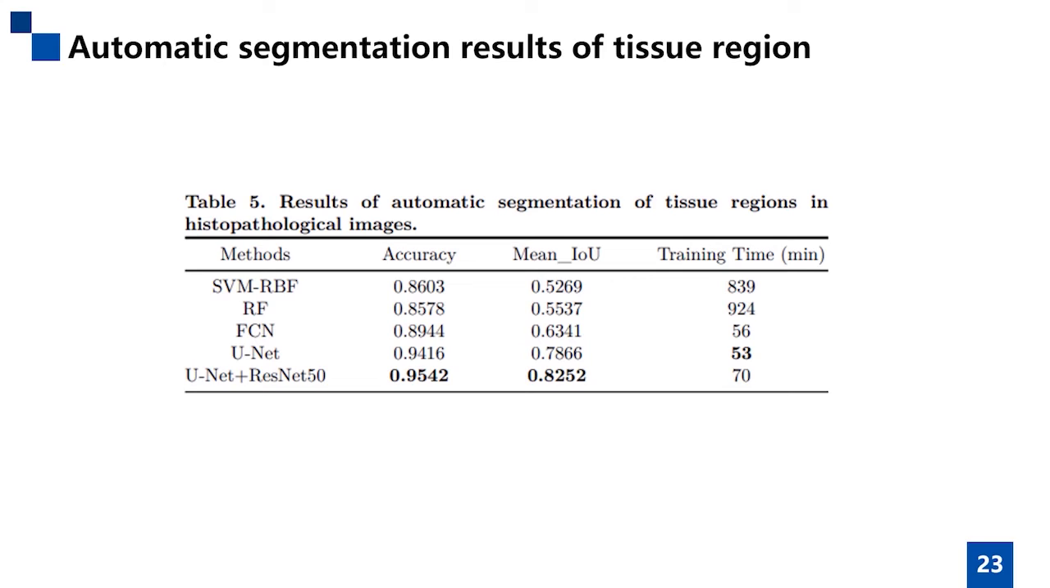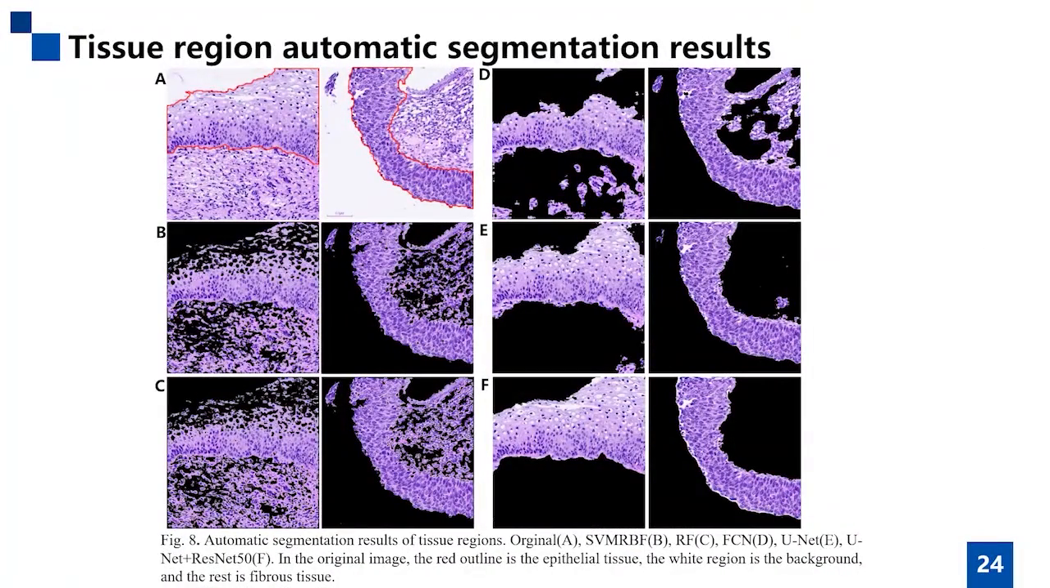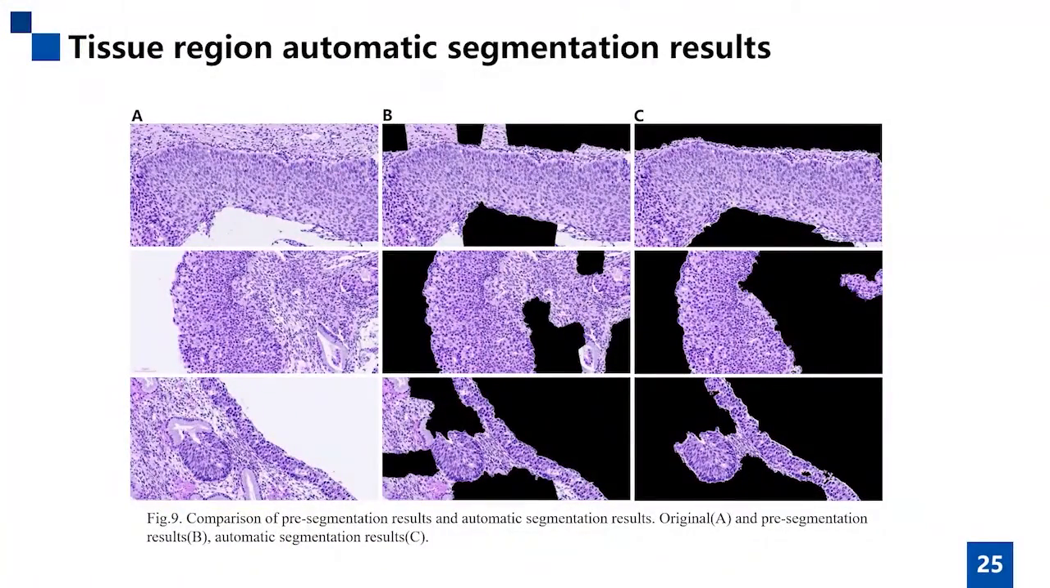Compared to other deep learning models, the improved UNet plus ResNet 50 achieved better segmentation results, and each image can be segmented in less than 1 second, which satisfies the need for fast segmentation. The intuitive segmentation of each model is shown in Figure 8. The red outline is epithelial tissue, the white area is the background, and the rest is fibrous tissue. The results of pre-segmentation and automatic segmentation of epithelial tissue are visually compared as shown in Figure 9.